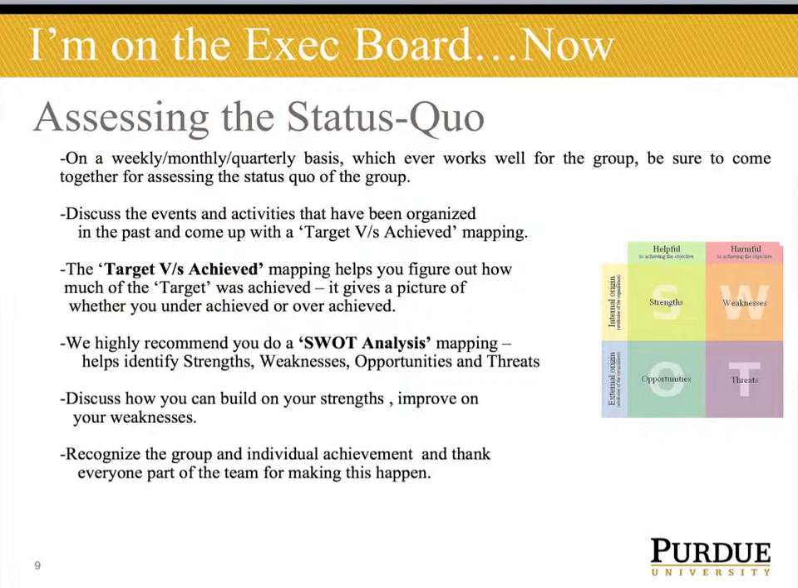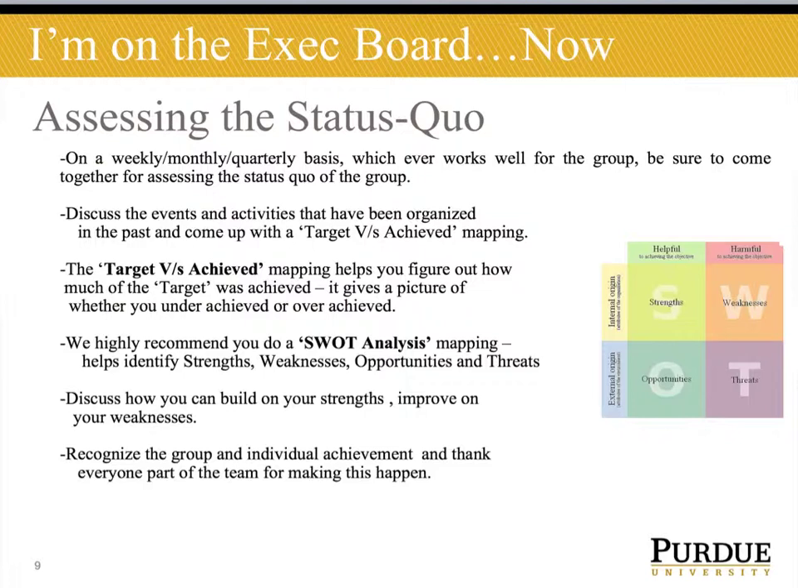When you come together, discuss the events and activities that you had organized in the past and come up with a target versus achieved mapping. The target versus achieved mapping essentially helps you figure out how much of the target was achieved. It gives you a good picture of whether you underachieved or overachieved.